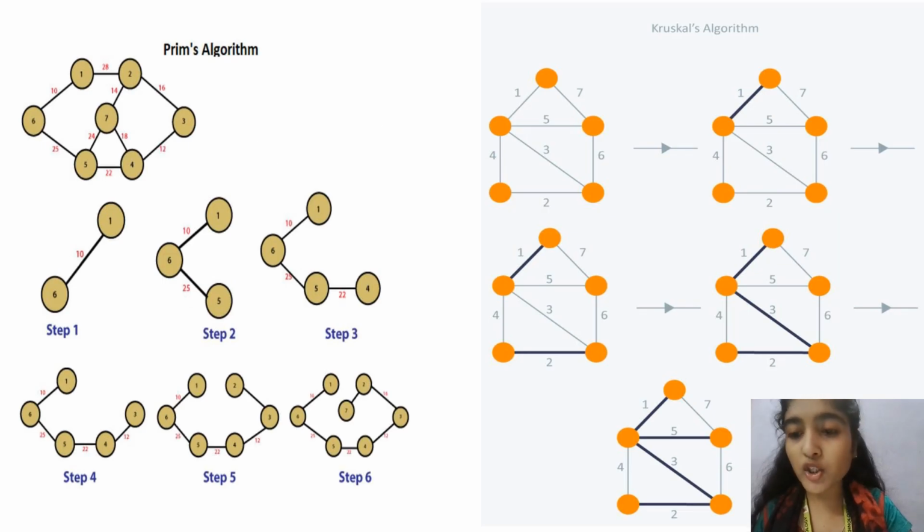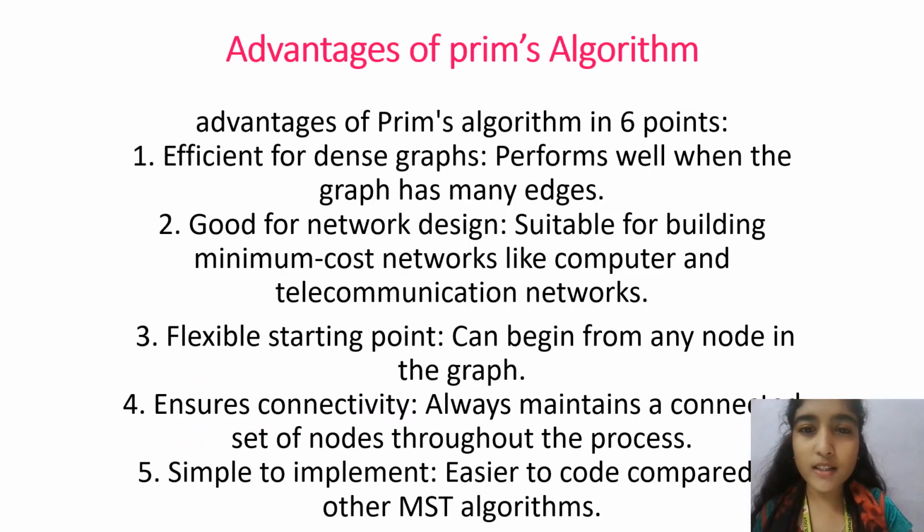Next I have mentioned the images of Prim's and Kruskal's. By seeing this example, we are going to know more about the two types of algorithms. So next is the advantages of Prim's algorithm. I have mentioned six points. The first point is efficient for dense graphs. The second point is good for network design. The third is flexible starting point. And the fifth one is simple to implement.